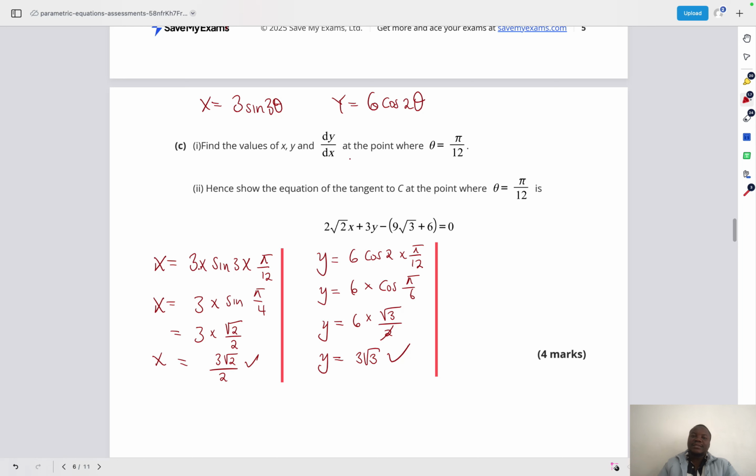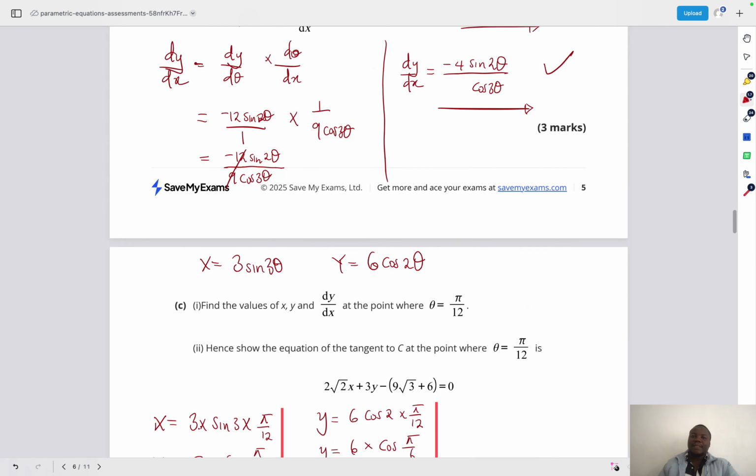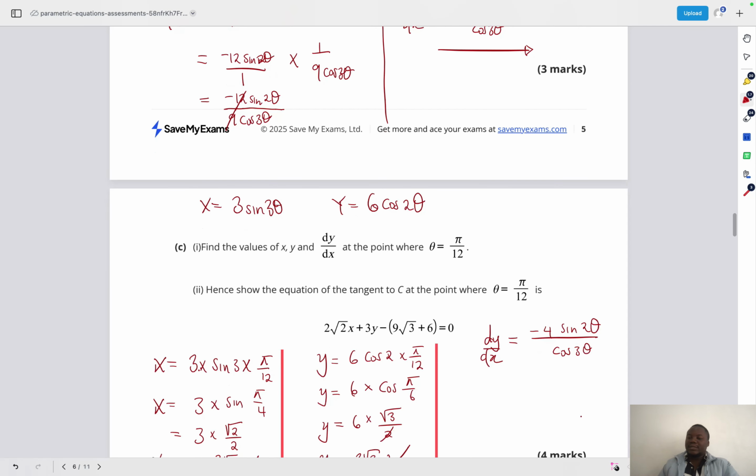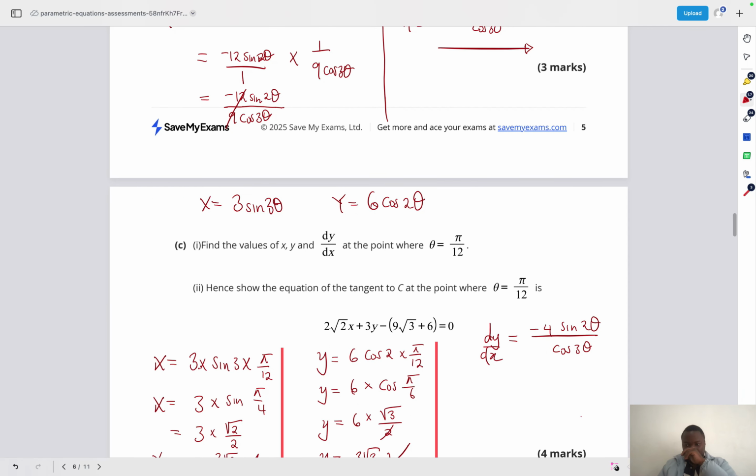Then to find dy dx, remember, we already have our dy dx up here in terms of theta, which was given. So our dy dx, which we found, was negative 4 sin 2 theta over cos 3 theta. Now here what we're just doing is basic substitution.